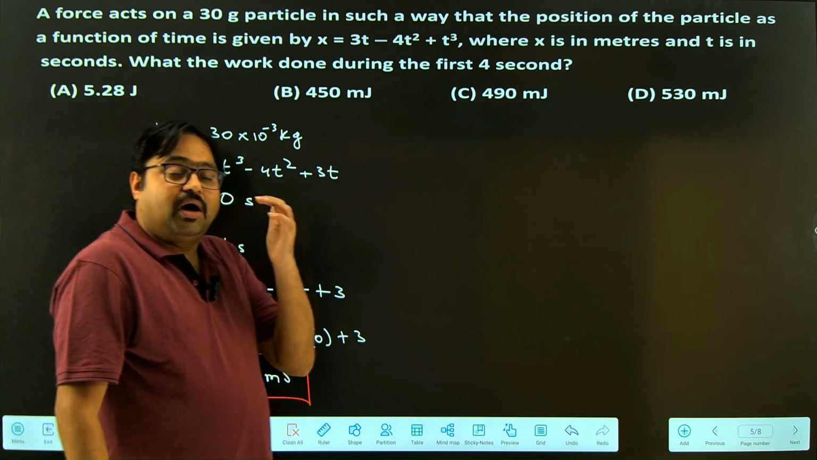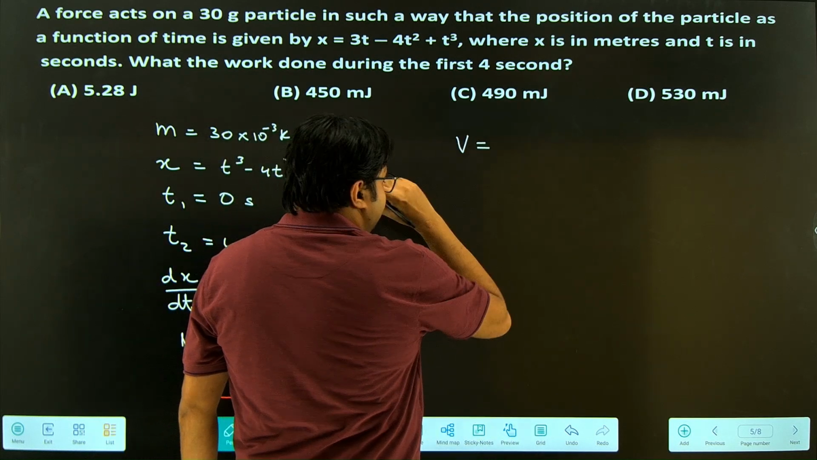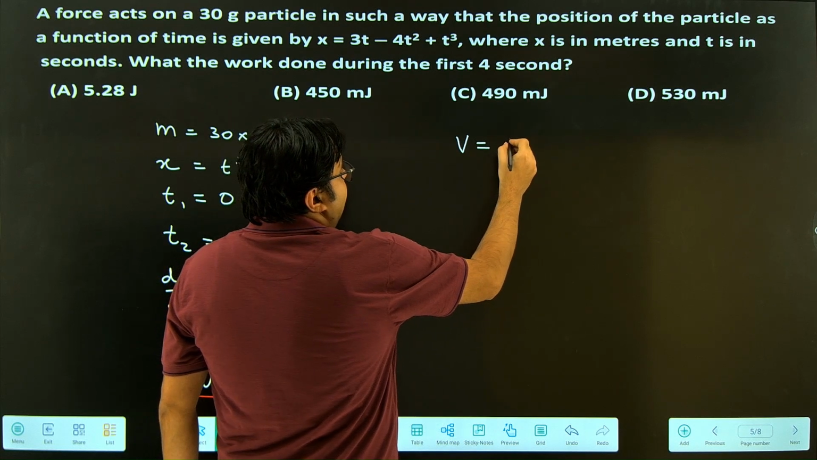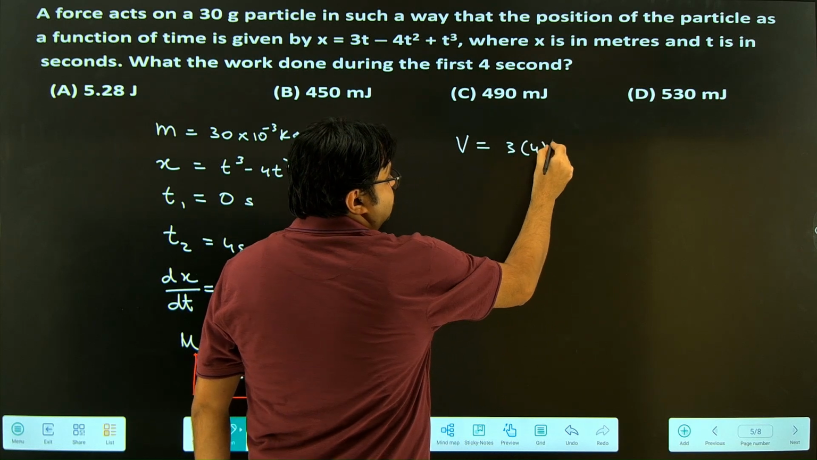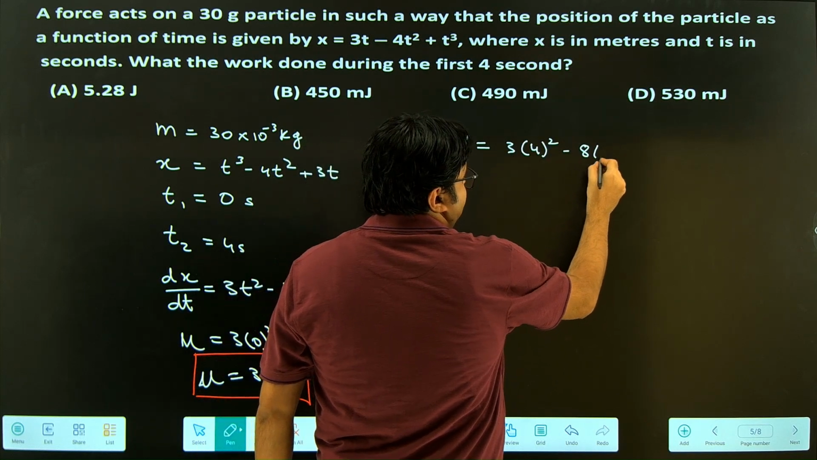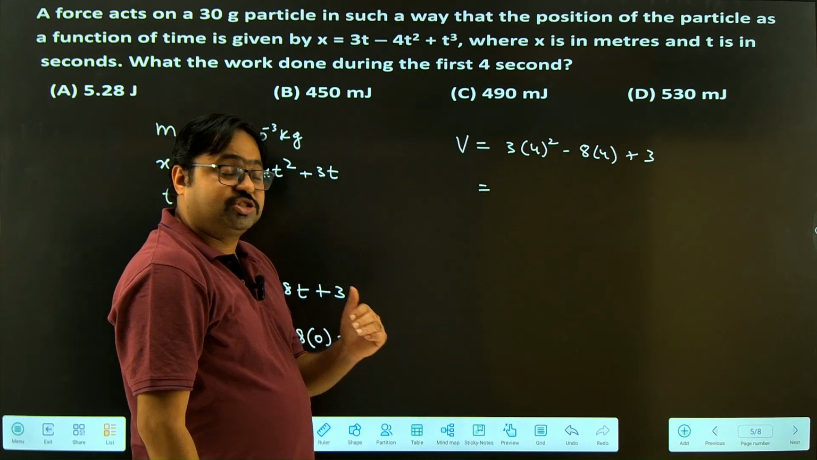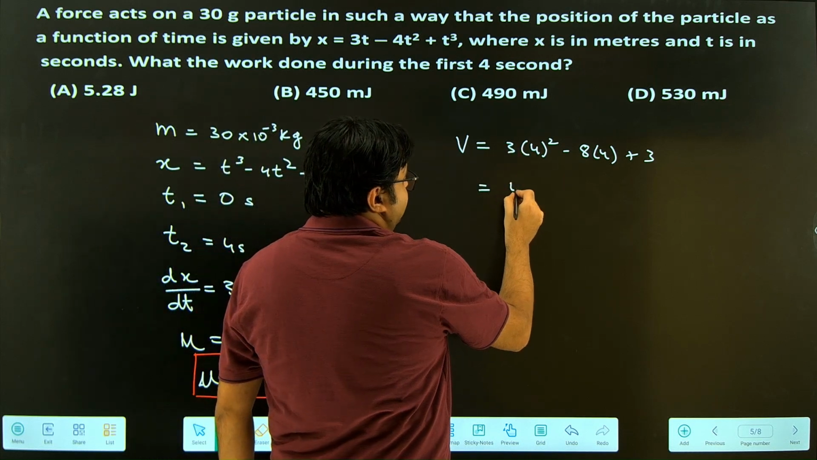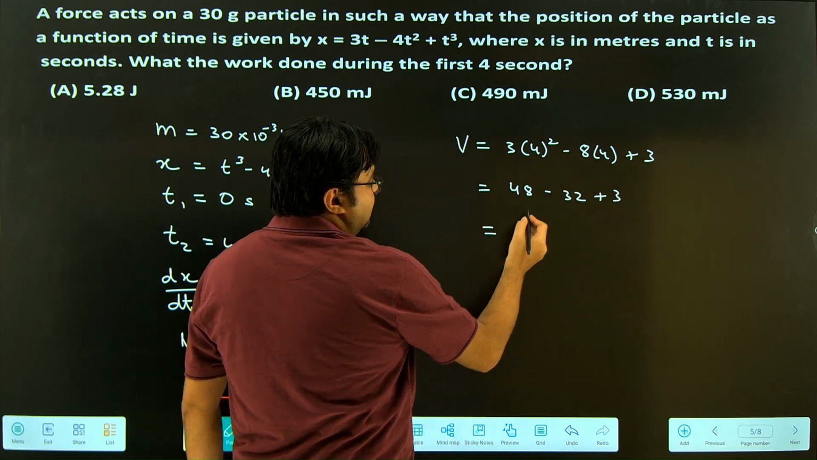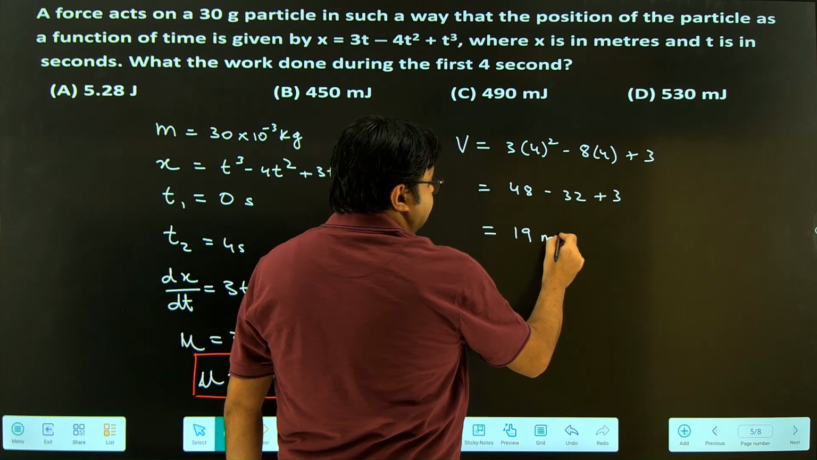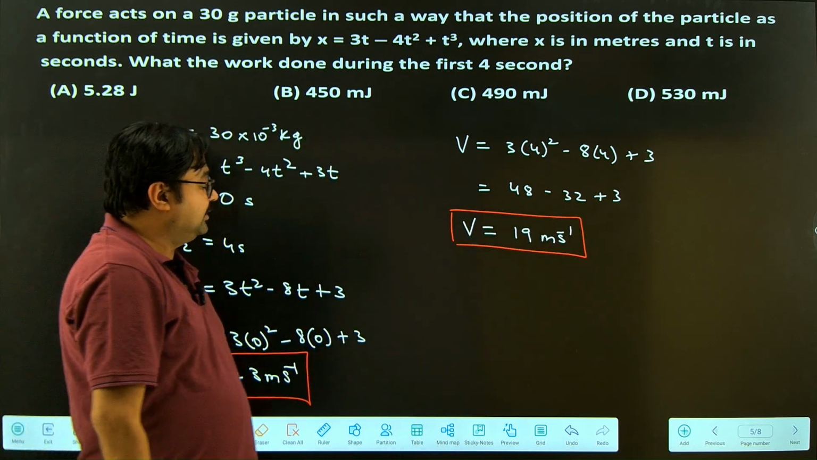Going further, on similar lines, you can calculate the final velocity. The final velocity v would be equal to, put t equal to 4 in this equation, 3 multiplied by 4 square minus 8 multiplied by 4 plus 3. Now 4 square is 16, multiplied by 3 would be 48, minus 32, plus 3. So the answer would be 19 meter per second. This is the final velocity.